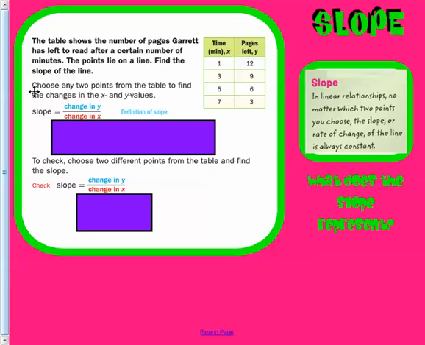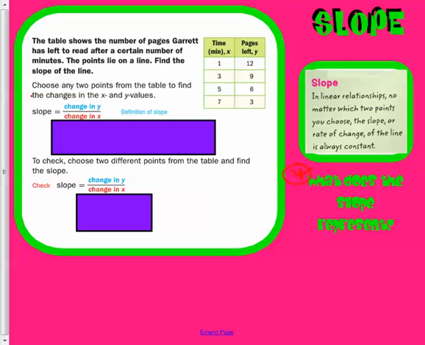The table shows the number of pages Garrett has left to read after a certain number of minutes. The points lie on the line. Find the slope of the line. So you can choose any 2 points in this table and you can find their slope. So we're looking for the change in the y, which would be the pages left, over the change in the x, which would be the time in minutes. Go ahead and try this one, and I'll be back in just a second to show you what I did. Don't forget to talk about what the slope represents.